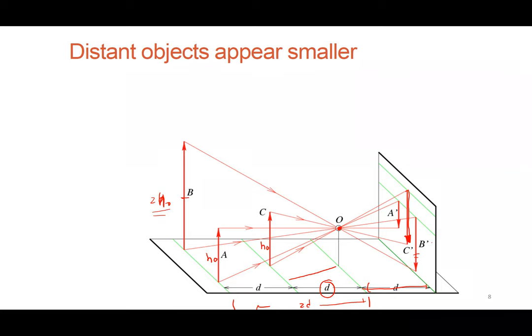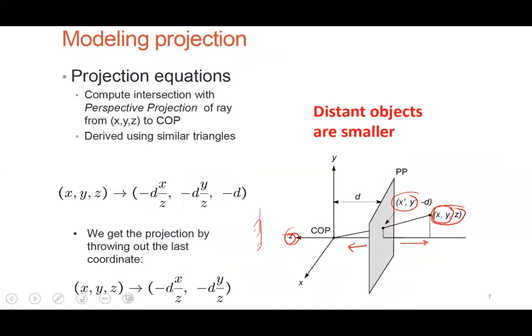So essentially, the farther the object is, the smaller it appears, and thanks to the pinhole camera model that we have worked out, it's very simple. The relationship is straightforward, and you could figure out how big or how small it appears, right?